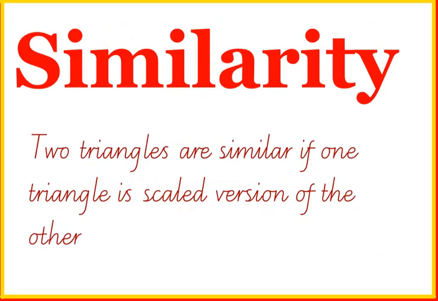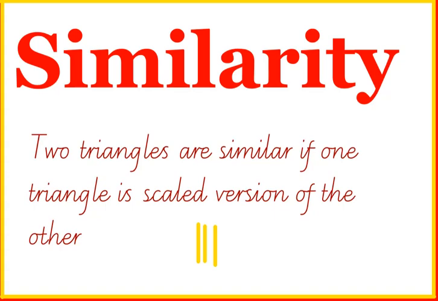Let's start off by defining the term similarity, or what it means when two triangles are similar to each other. Two triangles are similar if one triangle is a scaled version of the other. This means that their corresponding angles are equal in measure and the ratio of their corresponding sides are in proportion. The two triangles have the same shape but different scales. Congruent triangles are similar triangles, but not all similar triangles are congruent. We use three vertical lines together to indicate that two triangles are similar to each other.